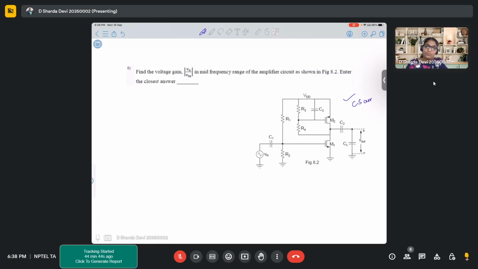Ma'am, if you don't maintain the mid frequency in a proper manner, then during DC analysis the capacitor won't be an open circuit, and during AC analysis capacitor C1 won't be a short circuit. So for this, we need to know the frequency range accurately. That's with my knowledge, ma'am.